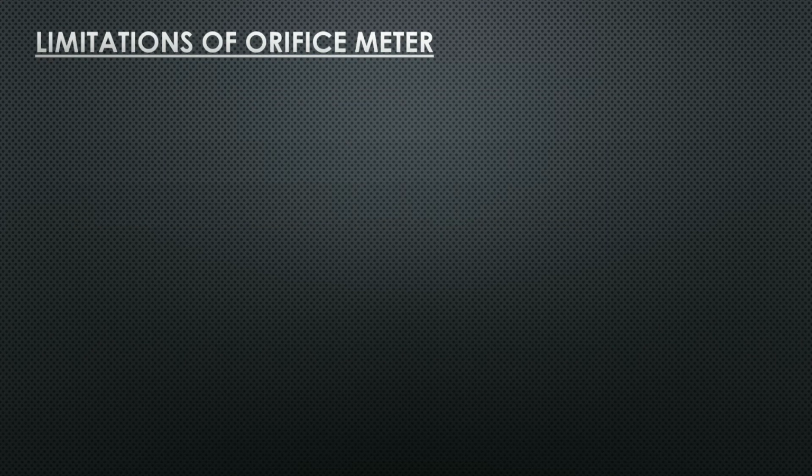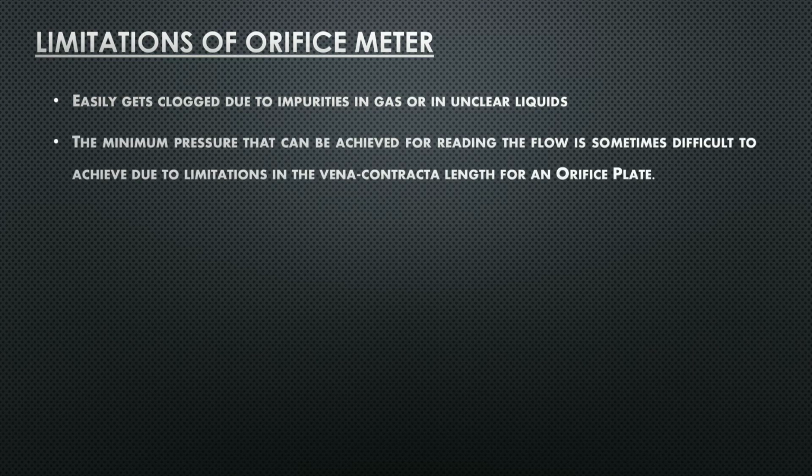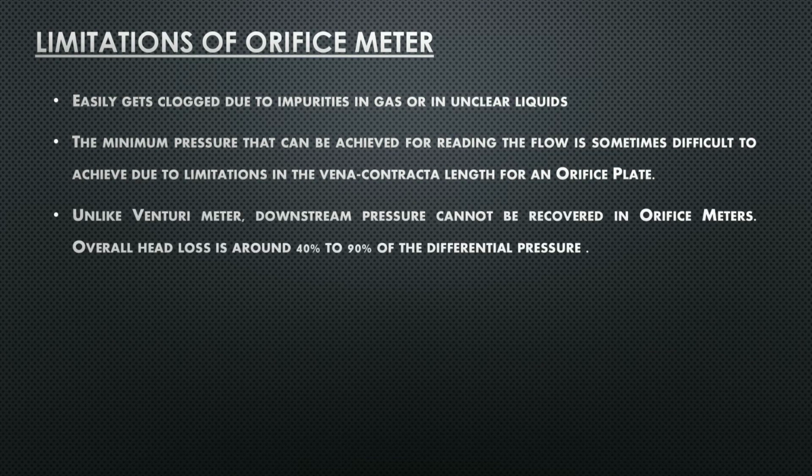Now let us see some of the limitations of orifice meter. Easily gets clogged due to impurities in gas or unclean liquids. The minimum pressure that can be achieved for reading the flow is sometimes difficult to achieve due to limitation in the vena contracta length for an orifice plate. Unlike venturi meter, downstream pressure cannot be recovered in orifice meters. Overall head loss is around 40% to 90% of the differential pressure.